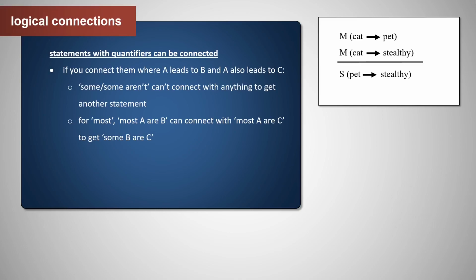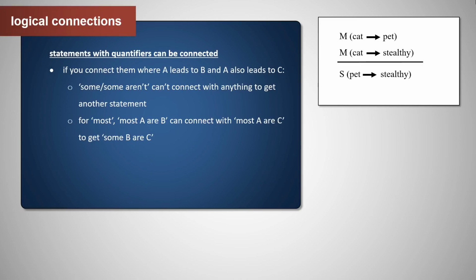Because if you've got 100 cats in the universe and 60 of them are pets, and then 60 of them are also stealthy, well, even if 50 of the cats were pets, they were completely divided, 50 of them were pets and 50 of them were stealthy, the fact that there's 60 of them that are pets and stealthy means that there's at least 10 that are overlapping in some sense. So you can say some pets are stealthy.